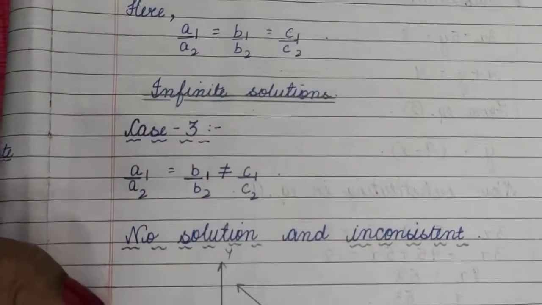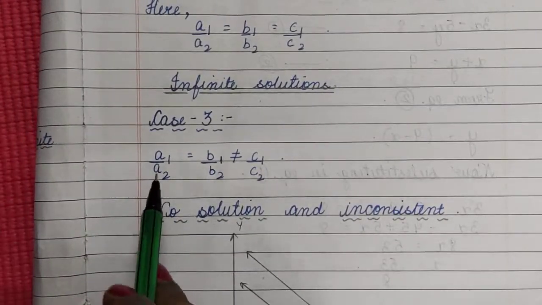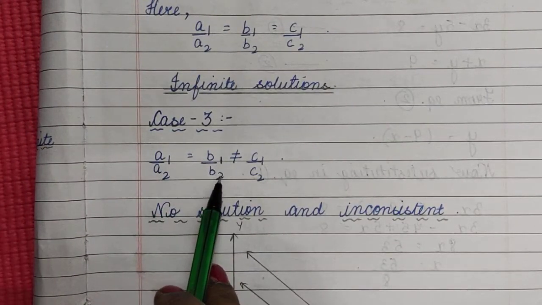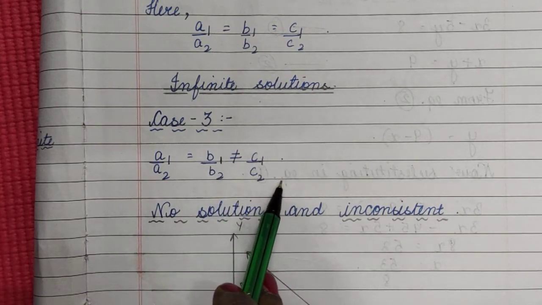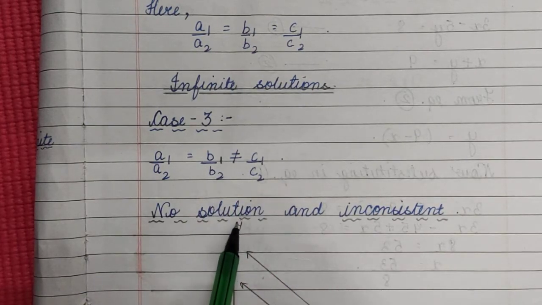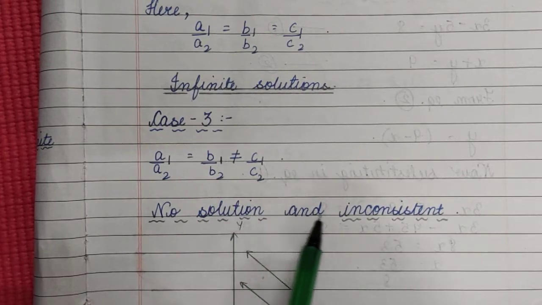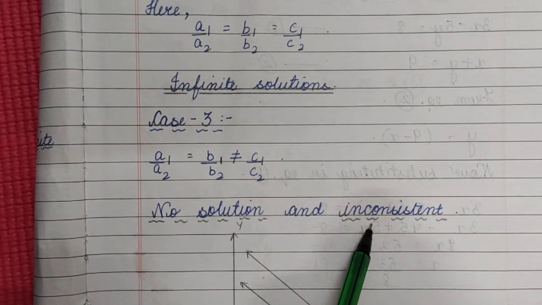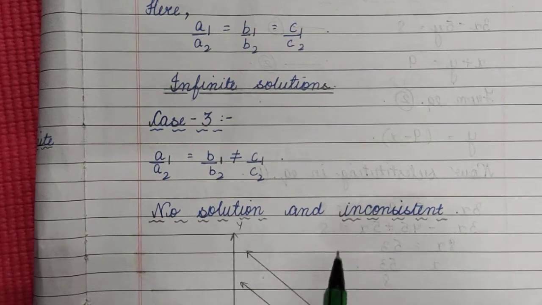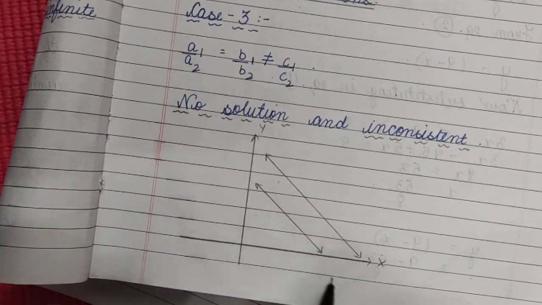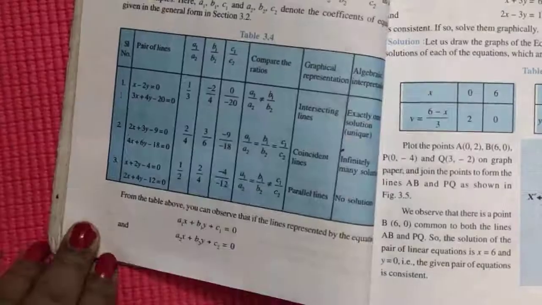Now come to the third case. Case 3: a1 by a2 equals b1 by b2 is not equal to c1 by c2. In this case, the equations will have no solution, and such equations are known as inconsistent. And the graph which we will get is a parallel graph, meaning they will not intersect at any point. They will be parallel in nature.